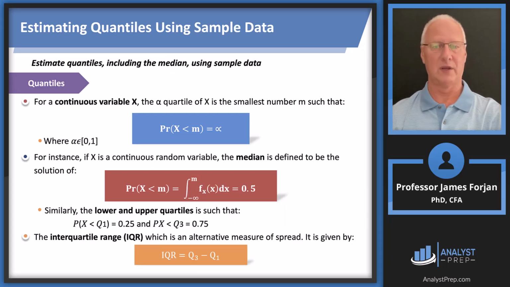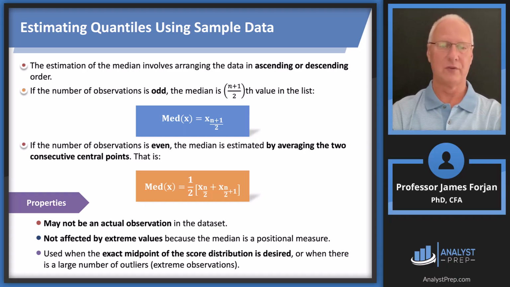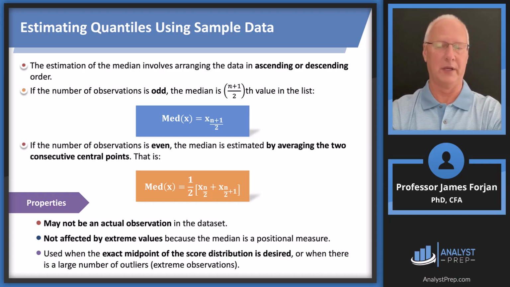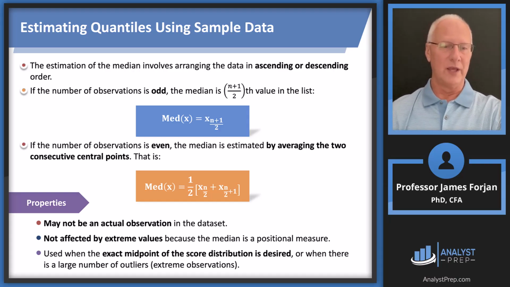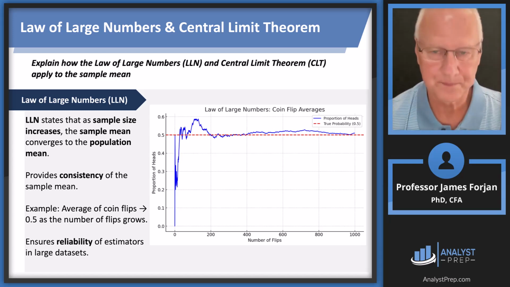So let me go back to this. So the median for evens, and this is probably a good question on the exam, just take the average. So it may or may not be an actual observation. That's the 64.5 that I was telling you about. Yeah, it's used when we need the midpoint.